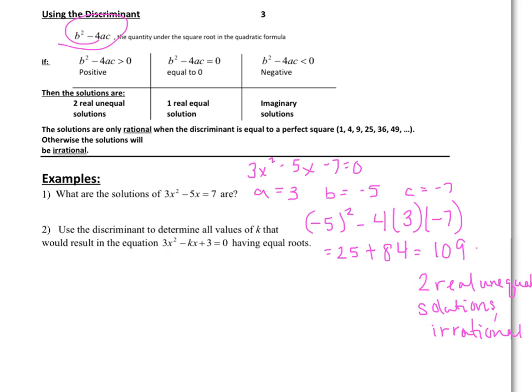So now if I wanted to use the discriminant to determine all values of k, and I have this equation and I know it has equal roots, that tells me that I have to have the discriminant equal to 0. So here I have a is equal to 3, b is equal to negative k, and c is equal to 3. So I'm going to plug that into my discriminant, and I know it has to be equal to 0.